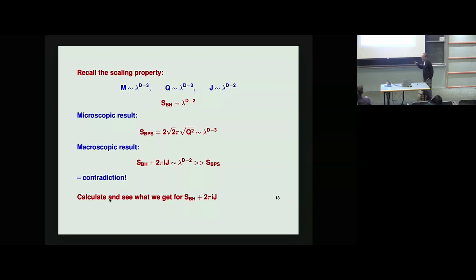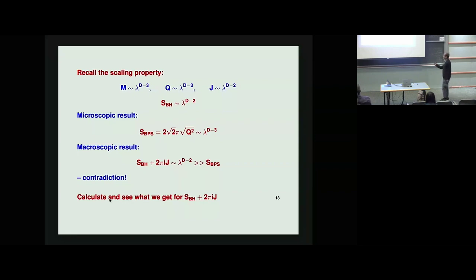Then I'm confused, because when lambda is large, could J exceed M? I think this is in d dimensions, right? Let's see, J equals M squared. Oh yeah, okay, I see. So I think this is fine.